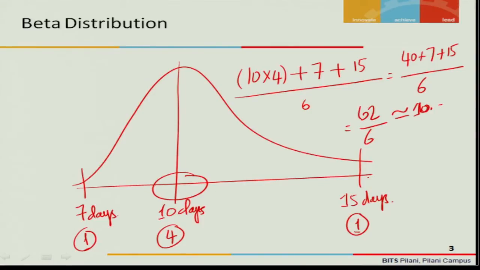You may ask, why should I assume that it is 4 and 1 and 1? Why can't I assume 5 and 0.5 and 0.5? This has been proved several times using a large population, and it has been found that it follows a beta distribution.